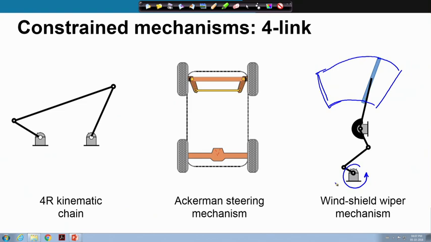Because these mechanisms have 1 degree of freedom, they will require only 1 input to be specified. In the case of the steering wheel, it is the input from the driver. In the case of the windshield wiper mechanism, it is the input of the motor.